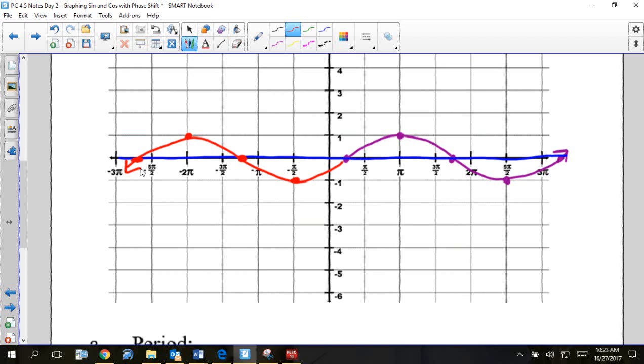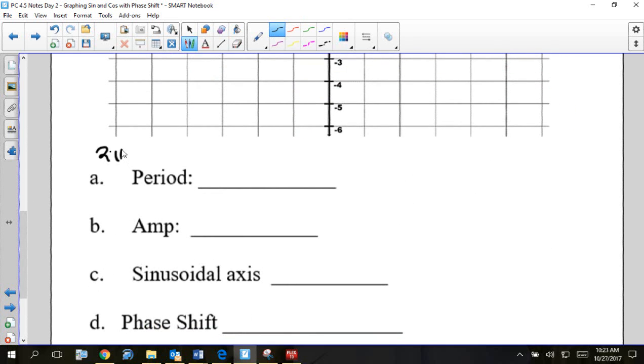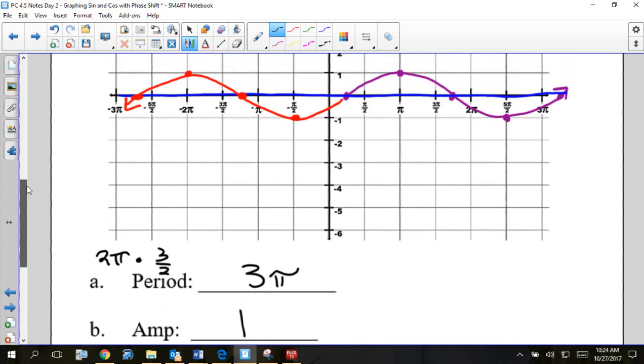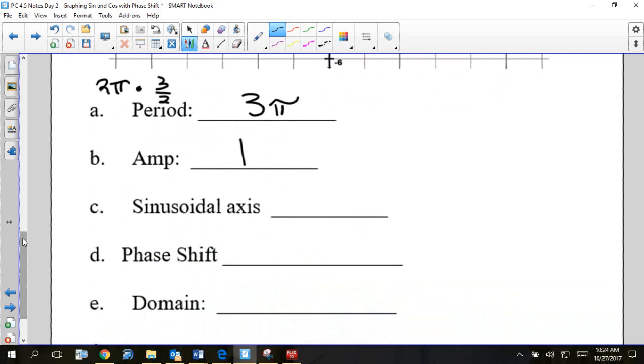So the period is only affected by a stretch or shrink. What's the period of the parent function? 2 pi. And what was our stretch or shrink? What did we multiply all our x's by for this one? 3 over 2. So if I just multiply those, I get my period: 3 pi. It's the horizontal length of one cycle, but since we had a shift in there, it's a little harder to see from the graph. Our amplitude is just a vertical stretch or shrink, which was what? 1. We didn't have one, so it's just 1. Also, it is the length above and below the midline. The sinusoidal axis is the midline, so that's at y equals 0.